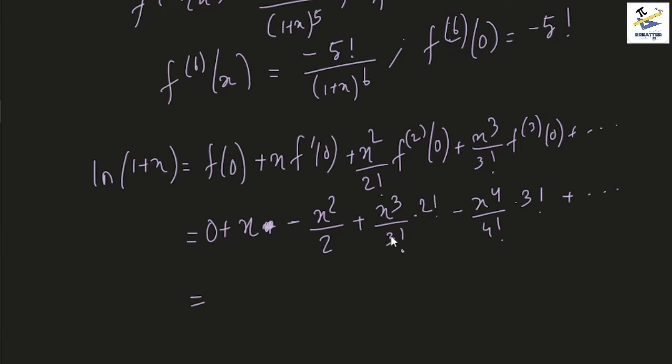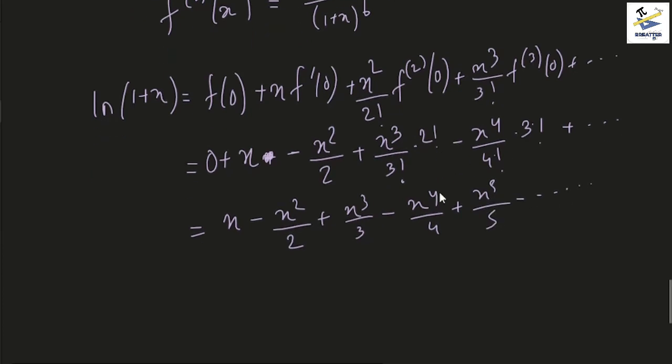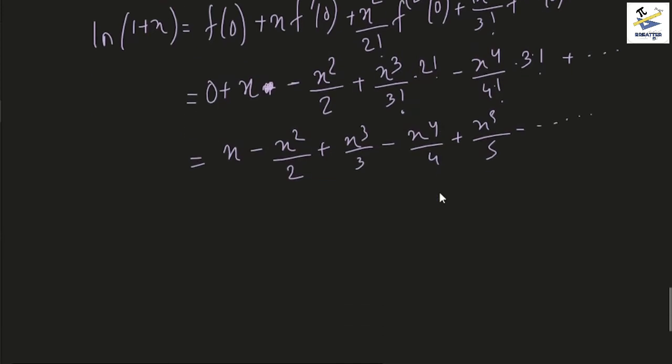Remembering that 3 factorial is just 2 into 3 into 2 factorial, so the 2 factorial will cut off and 3 will remain. Similarly here, 3 factorial by 4 factorial will give you a 1 by 4. Continuing in this way, we get the series as x minus x square by 2 plus x cube by 3 minus x to the power 4 by 4 plus x to the power 5 by 5, and so on. So this basically right here is the Taylor series expansion for log of 1 plus x at the point x equals 0.